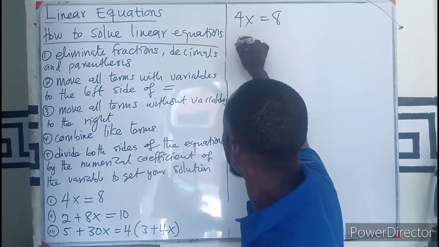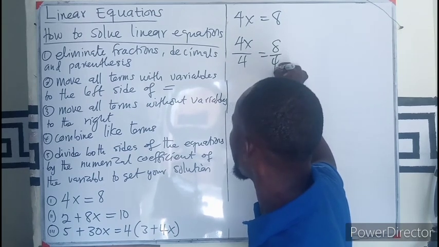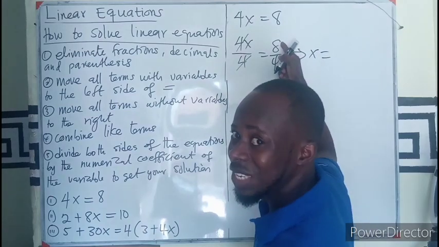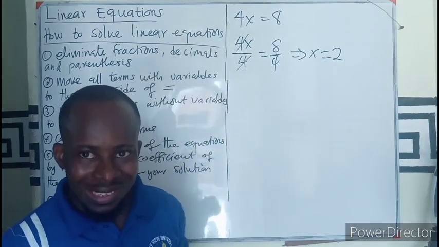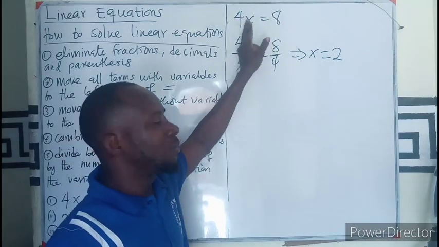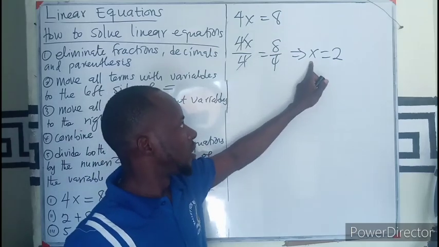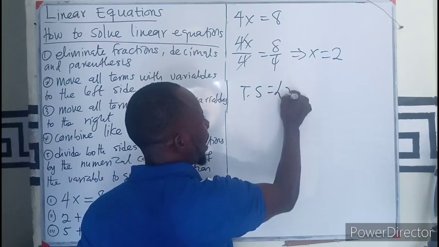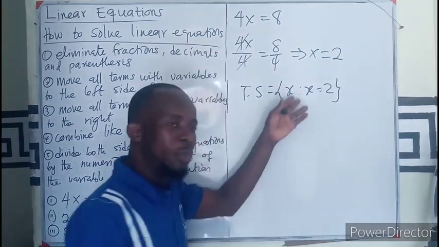So it's going to be 4x over 4 equals 8 over 4. That implies that 4 will cancel 4, x equals 8 divided by 4, which gives us 2. Meaning 2 is what makes this statement true. For this statement to be true, x must assume the value 2. So it means that the solution is 2. The root is 2. The truth set is x such that x equals 2.